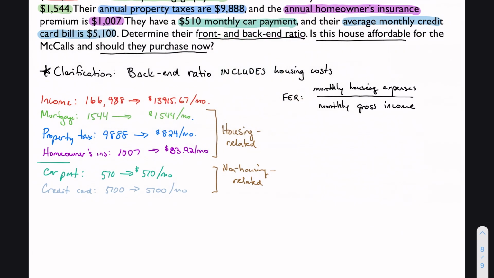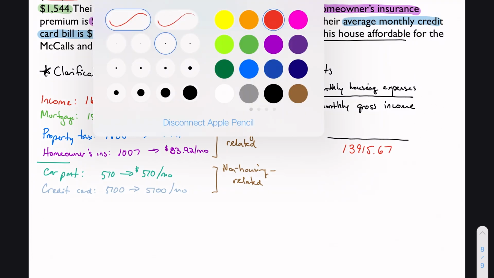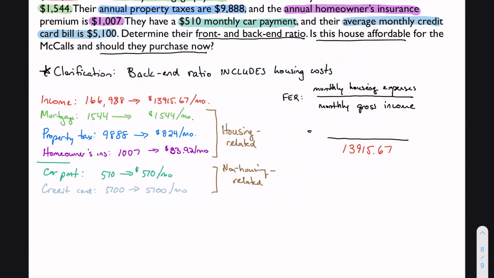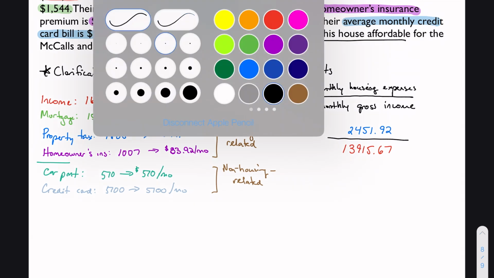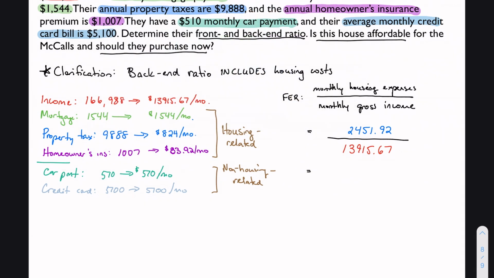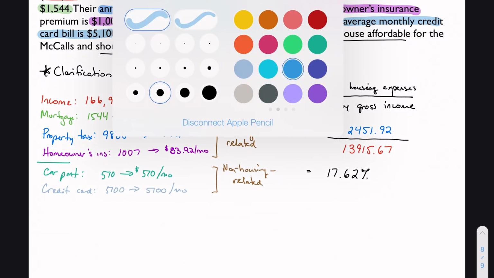Monthly housing expenses to my monthly gross income. My monthly gross income is right there, 13,915.67, and my monthly housing expenses, I'm just going to add these all up: 1544 plus 824 plus 83.92, so I get 2451.92, which on the front end gives me a ratio of 17.62%. And you usually go out to the hundredth of a percentage point like we do here. Great, so I'm just going to highlight this so I remember to come back to it.